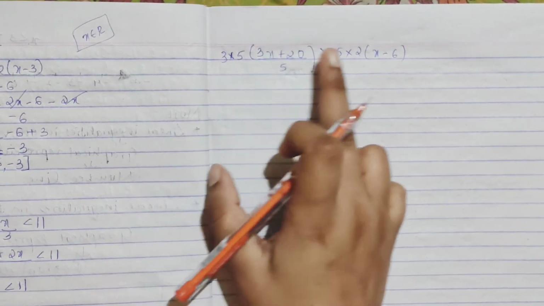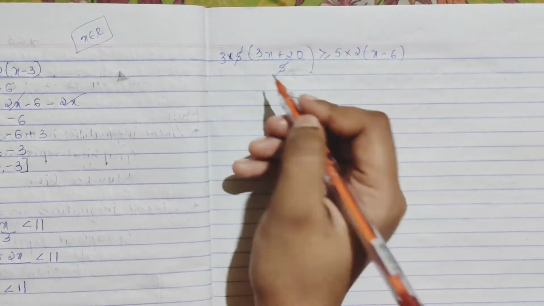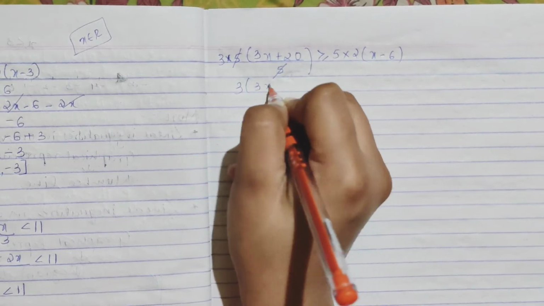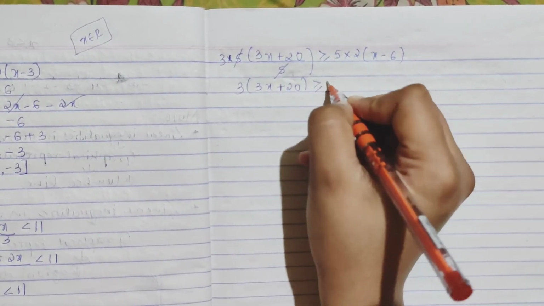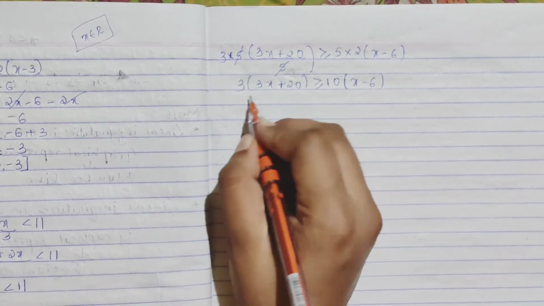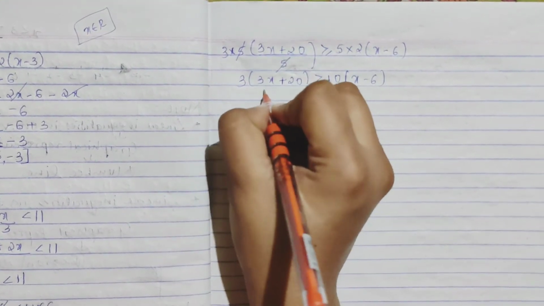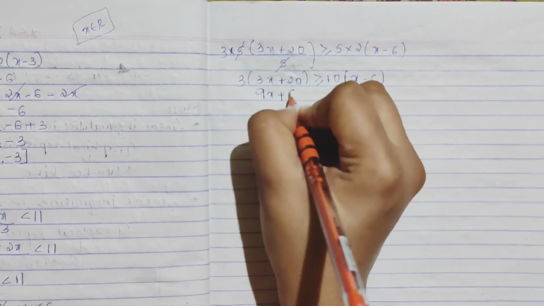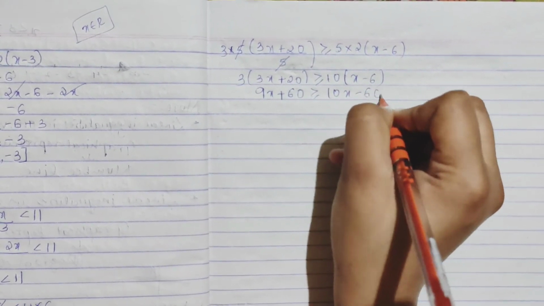So what have I done? Multiplied both sides by 5, so this 5 gets cancelled. I will be left with 3 into (3x plus 20) greater than or equal to 5 times 2 is 10 into (x minus 6). If you want, I can multiply inside and proceed accordingly. So what will I get? 3 threes are 9x plus 3 twenties are 60 greater than or equal to 10x minus 60, right?